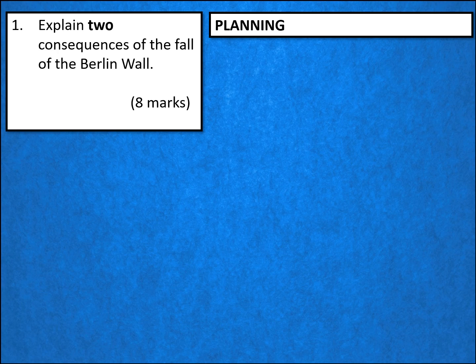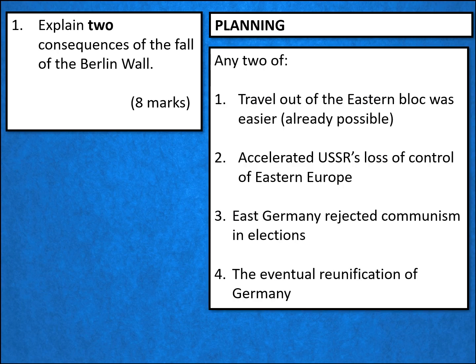So let's just very quickly think about what our answer is going to contain. Earlier we covered some of the consequences of the fall of the Berlin Wall. We came up with 4. We're not going to use all of those, remember. We're going to limit ourselves to just 2, and we'll just take the top 2. So we'll have a look at travelling out of the Eastern Bloc being easier, and first off we're going to look at the acceleration of the loss of control of Eastern Europe.